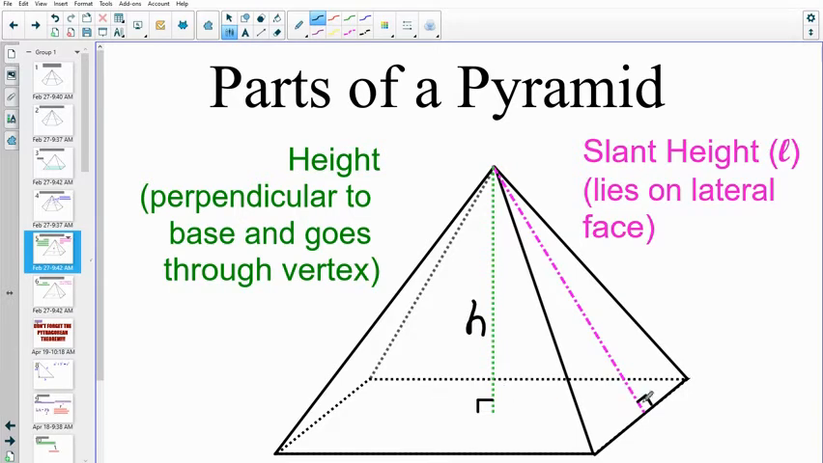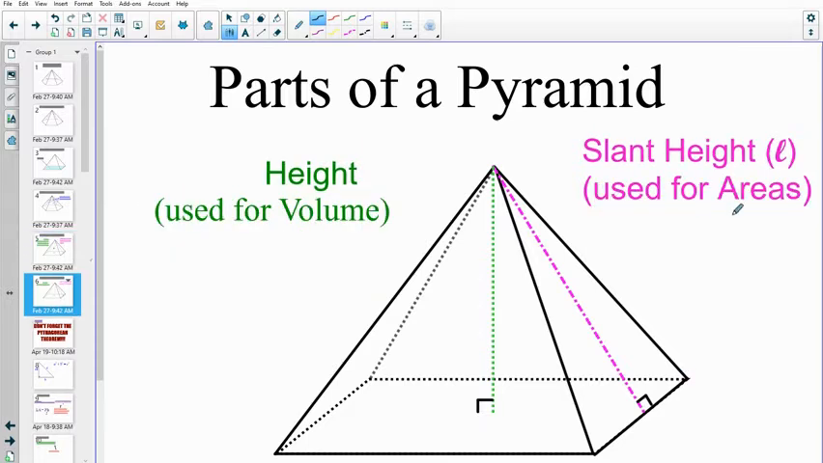The other height we need to talk about is this thing. I've got it as a pink dotted line over here. This is called the slant height. You can think of it as the height of this triangular face. It's not straight up and down. It is not perpendicular to the base, but it is perpendicular to the bottom of that triangle. Just like always, we're going to use the slant height as we are figuring out areas. Slant height is going to be useful for areas of these lateral faces. The height is going to be what we need for the volume calculations.